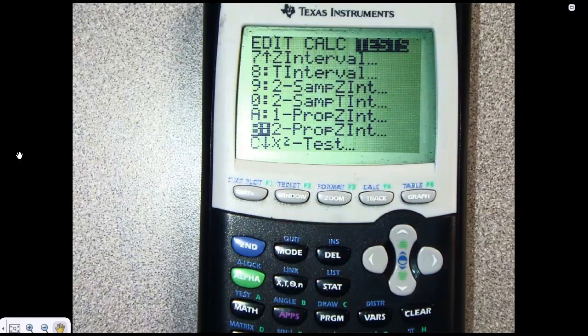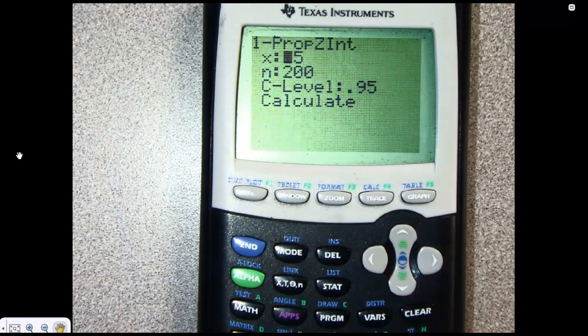They call it prop because it's proportions, but it's basically a one proportion interval or two proportion intervals. These are the two that we have worked with so far. So let's start with a one proportion. What the X means is the number of successes, and what the N means is the number in the sample.